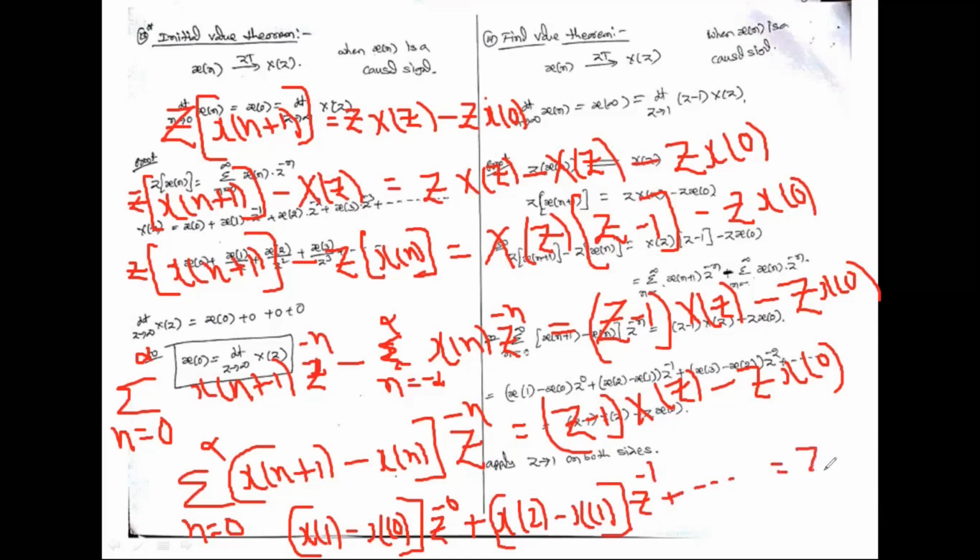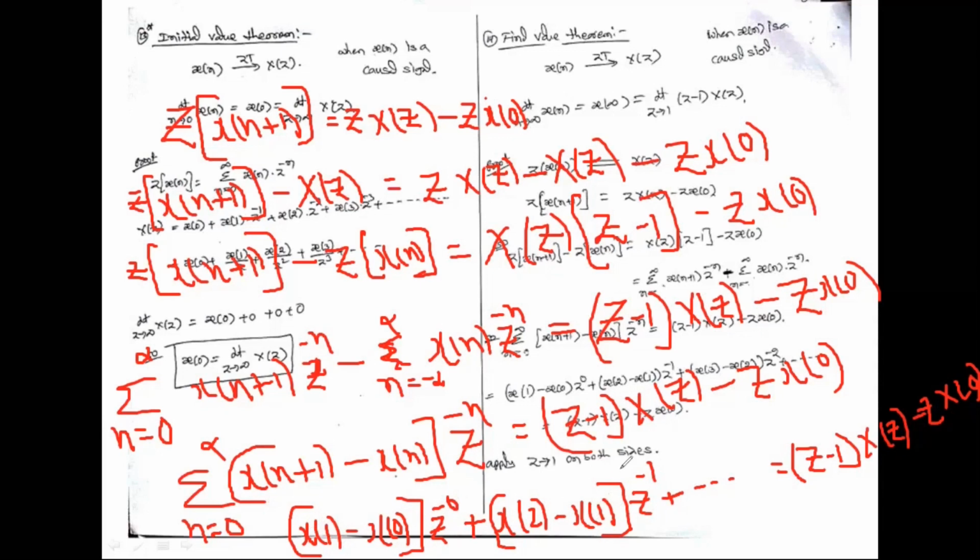Is equal to z minus 1 x of z and minus z into x of 0. What is the last term? Minus z into x of 0, z power 0. What is the value of z power 0 here? 1 only. X of 1 has the plus value, and here it will get the minus, x of 0 and x of 1.